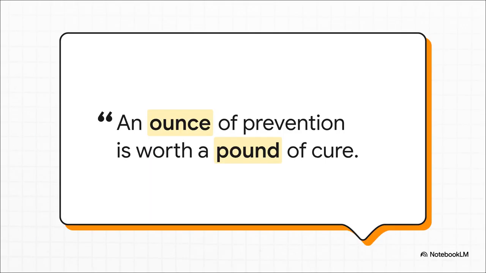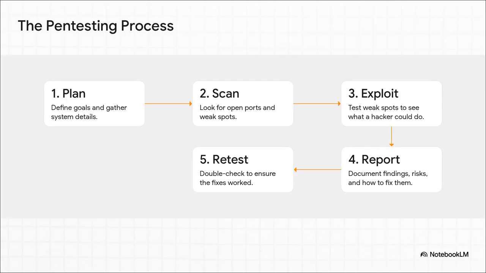That old saying perfectly sums up the entire philosophy behind pen testing. It is so much better to find and fix a vulnerability in a controlled test than to deal with the absolute nightmare of a real breach. And this isn't just random guesswork. It's a very structured investigation. Ethical hackers start by planning their approach. Then they scan the system for weaknesses, like digital unlocked windows. Once they find a vulnerability, they try to exploit it to see how far they can get. Then the really crucial steps are reporting what they found so it can be fixed, and then, this is key, retesting to make sure the fix actually holds up.